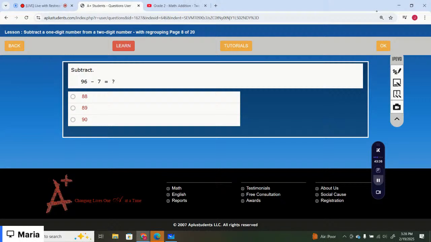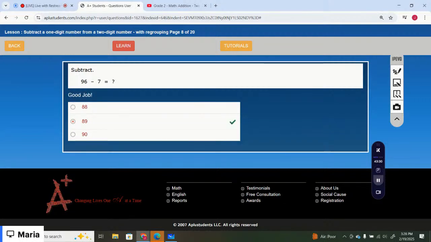96 take away 7 is 89. Option number 2 is the correct option. Very good.